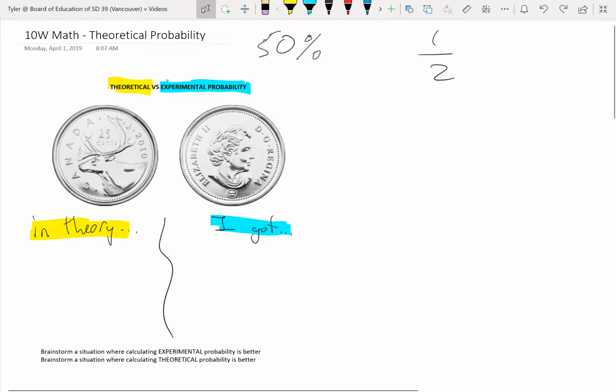Basically it's good events or good outcomes divided by possible outcomes. Sorry, pen's being weird. Possible outcomes.